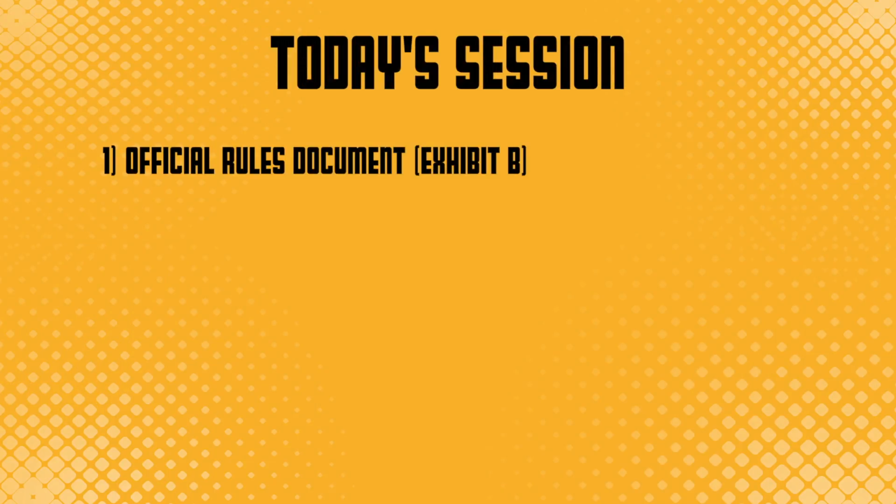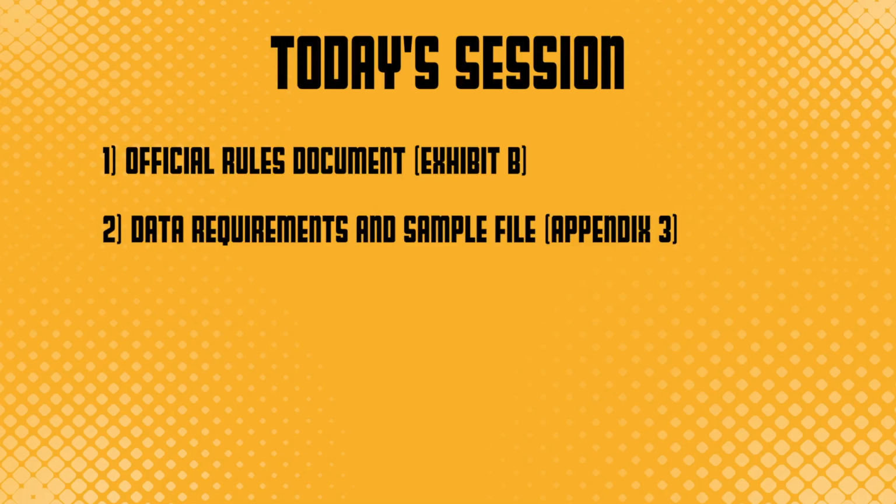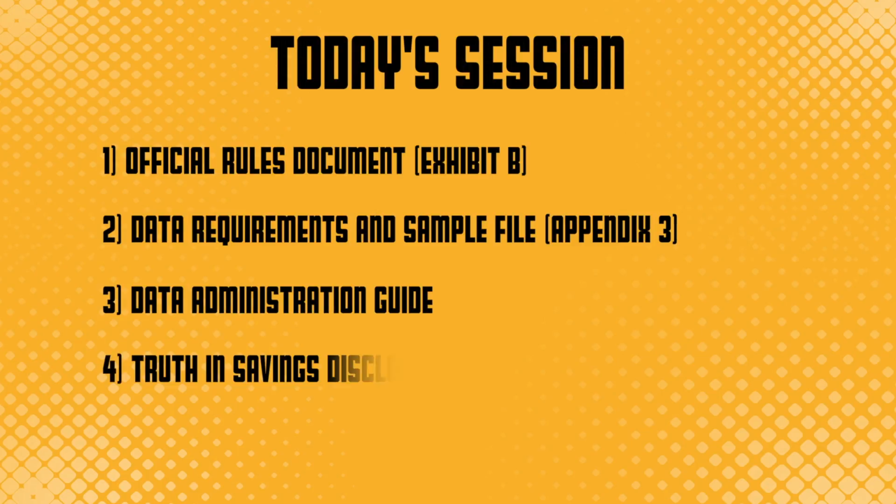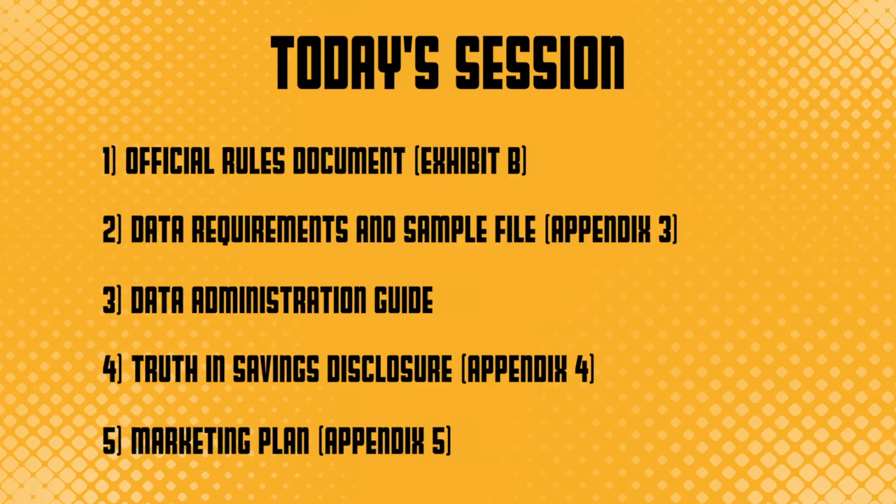We're going to take a look at the official rules document, which is the Exhibit B, the data requirements and sample file, which is Appendix 3, as well as the data admin guide, the truth and savings disclosure, Appendix 4, and the marketing plan, Appendix 5.